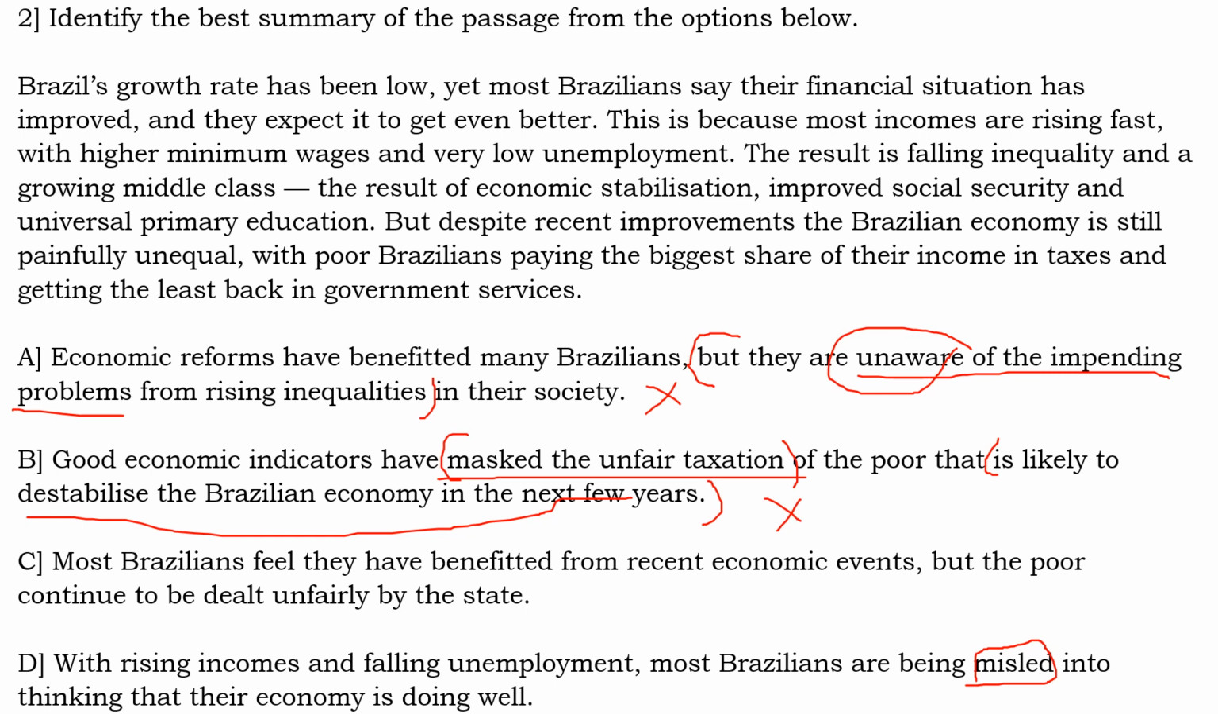Whereas this option says that they are being misled into thinking that their economy is doing well. Means this option implies that the economy is not doing well. Brazilian people are foolishly believing that their economy is doing well, which is wrong as per the passage. So this is again a contradiction. So not your answer. So we have eliminated options A, B, and D. So option C is the only correct answer as a summary in this particular question. So C should be the answer. All right, we'll go to the next one.